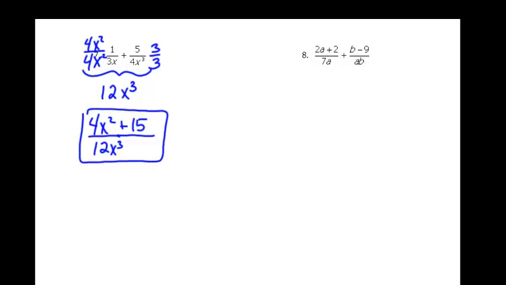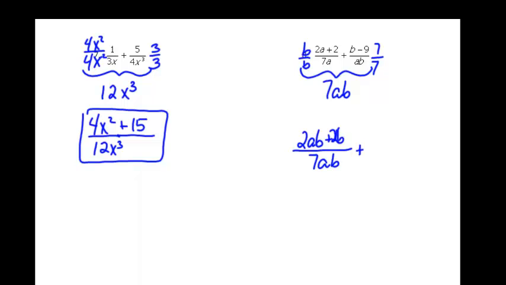In number 8, least common denominator. In this case, the only thing they have in common is an a, so I'm going to need to multiply the first one by b and the second one by 7. My least common denominator being 7ab. I'm going to get 2ab plus 2b over 7ab plus 7b minus 63 over 7ab. And since that's addition, I'm just going to combine my like terms, and that's going to give me 2ab plus 9b minus 63 all over 7ab.